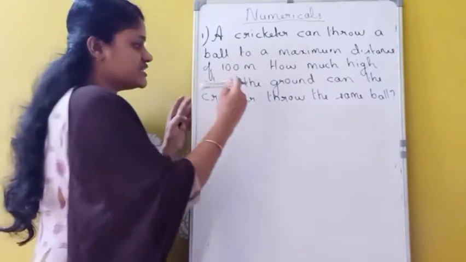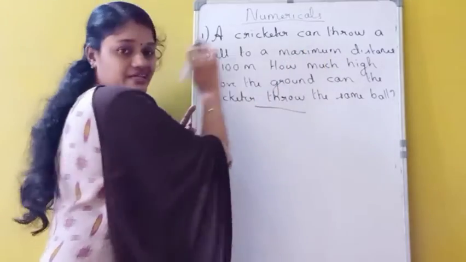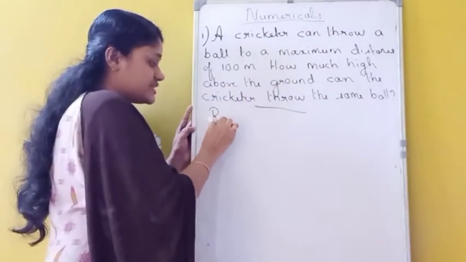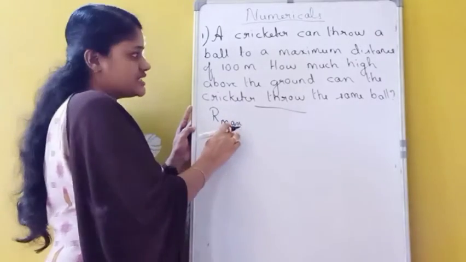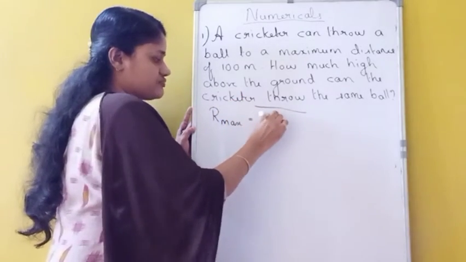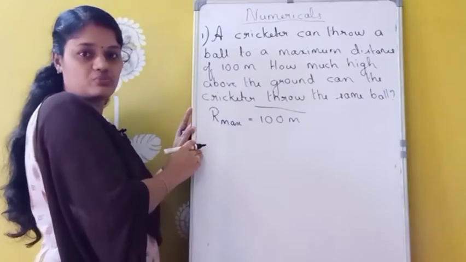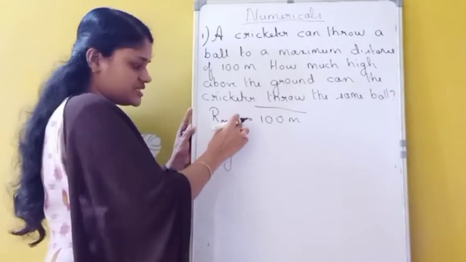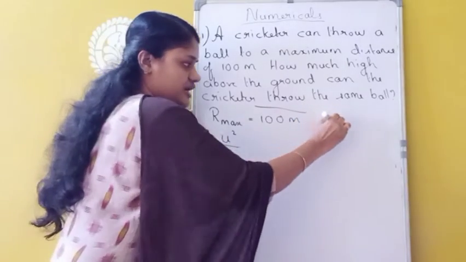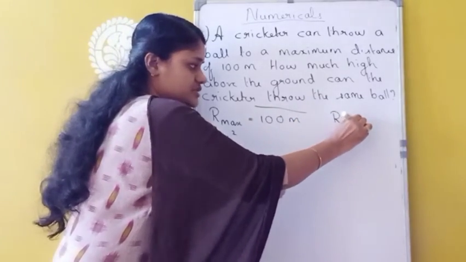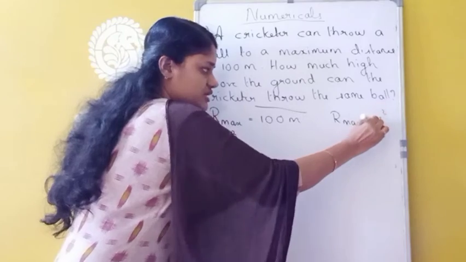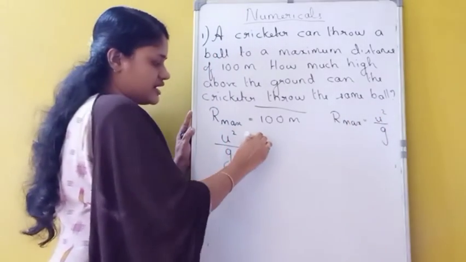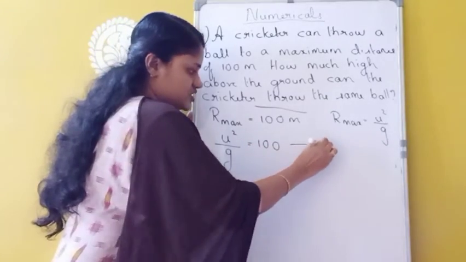So what is given here? Maximum distance, that means maximum horizontal distance, that means maximum range. So range maximum is given as 100 meter. What is the formula for maximum range? R maximum is u square by g, where u is the initial velocity. So u square by g is given as 100. Take it as equation number 1.